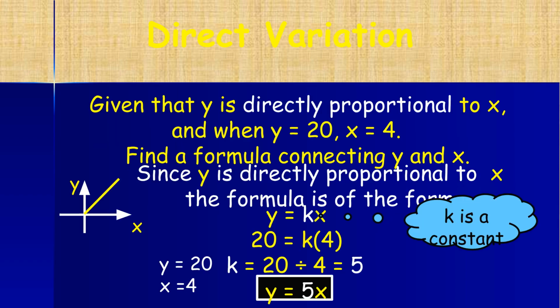Let's find the formula connecting y and x, given that y is directly proportional to x, and y equals 20 when x equals 4. Since y is directly proportional to x, the formula is y equals kx. Substituting the values gives 20 equals k times 4, so k equals 5. The formula is y equals 5x.